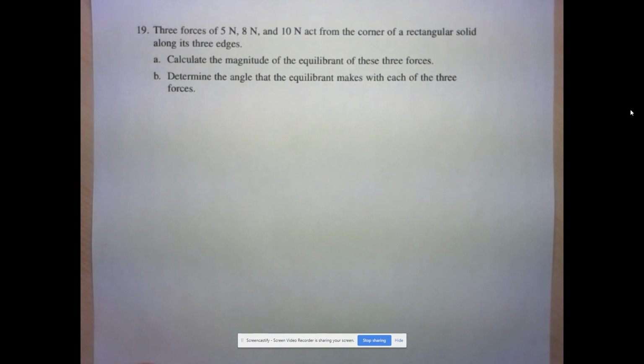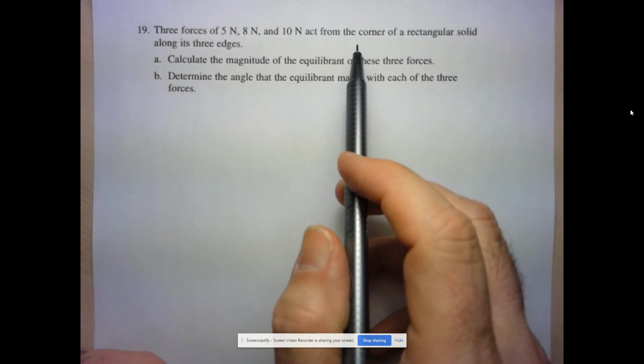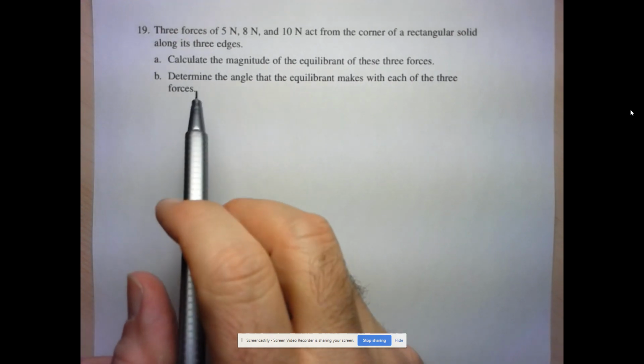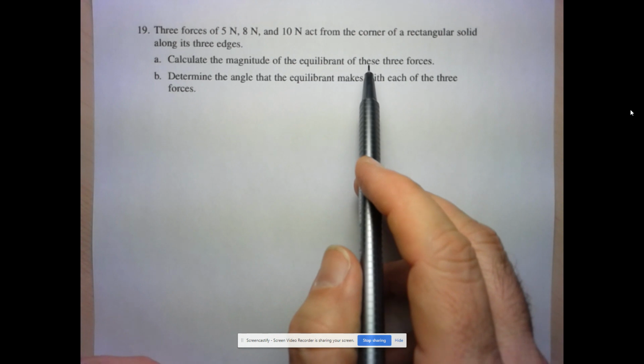Hi folks, we're going to take a look at number 19 from page 364. So let's take a look at the question. It says that three forces are acting from the corner of a rectangular solid along its three edges. And they want us to, first of all, calculate the magnitude of the equilibrant of these three forces.